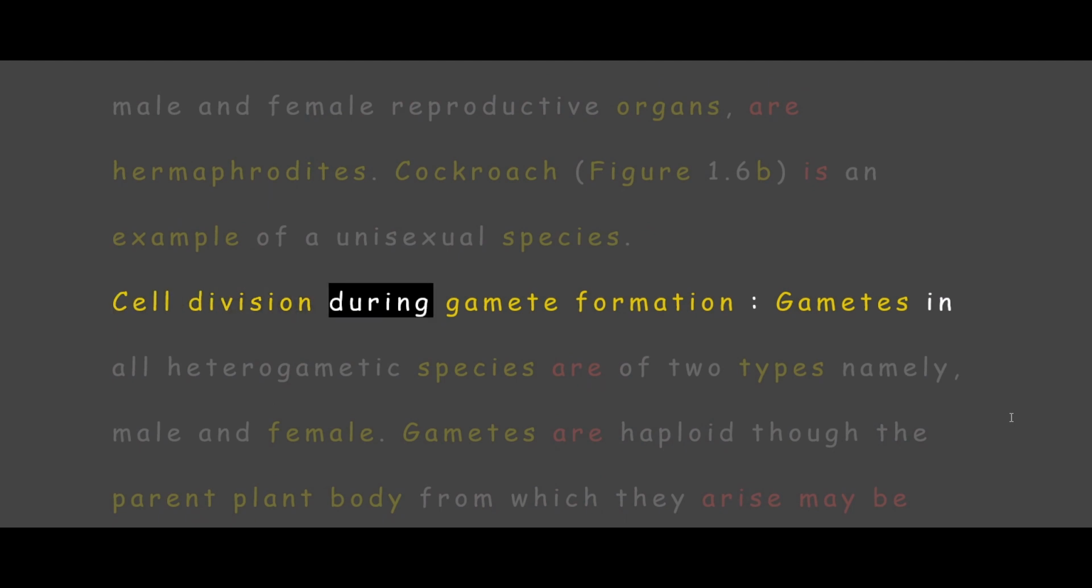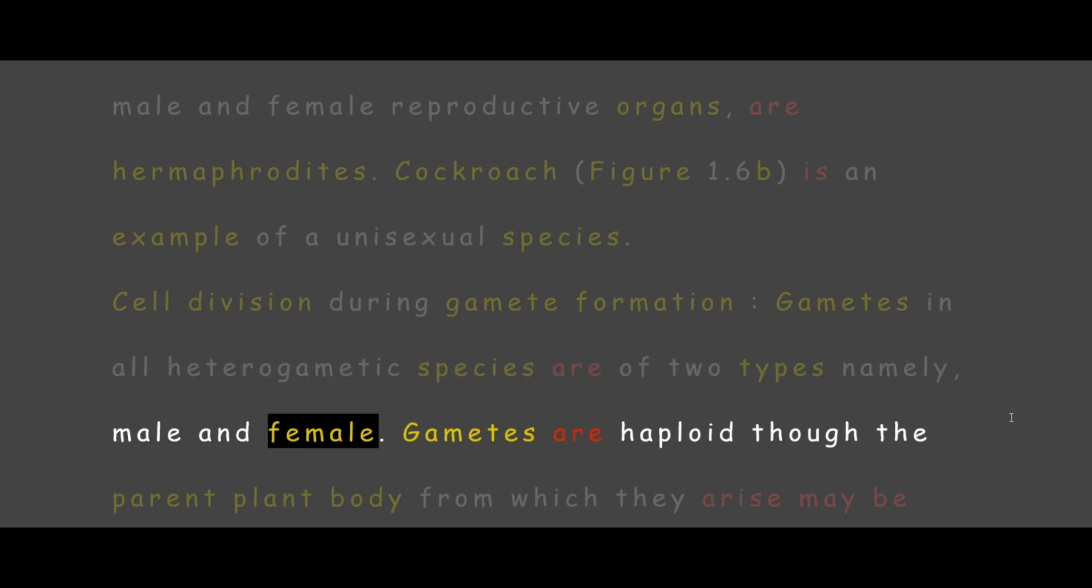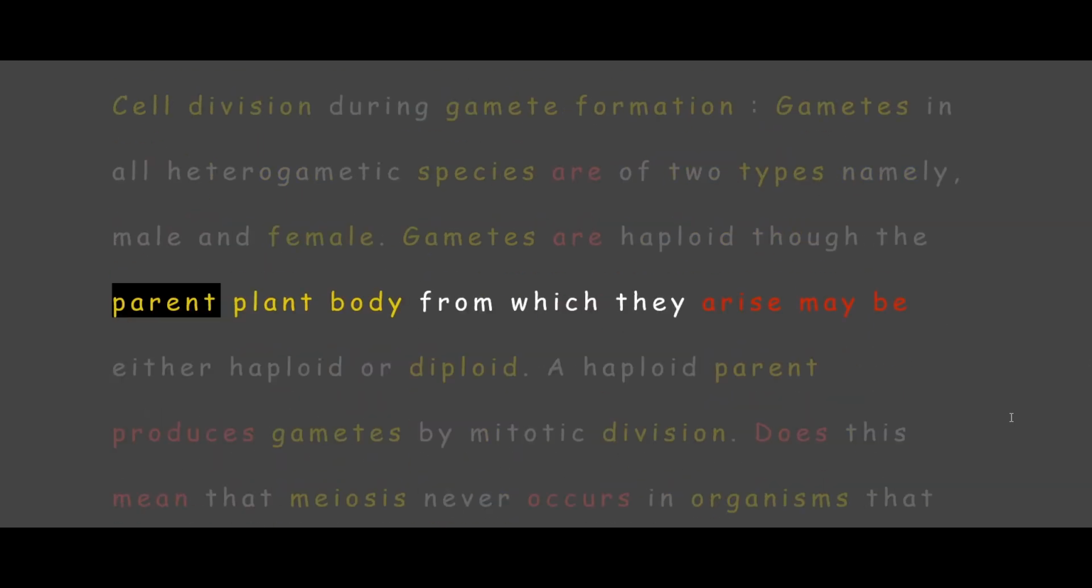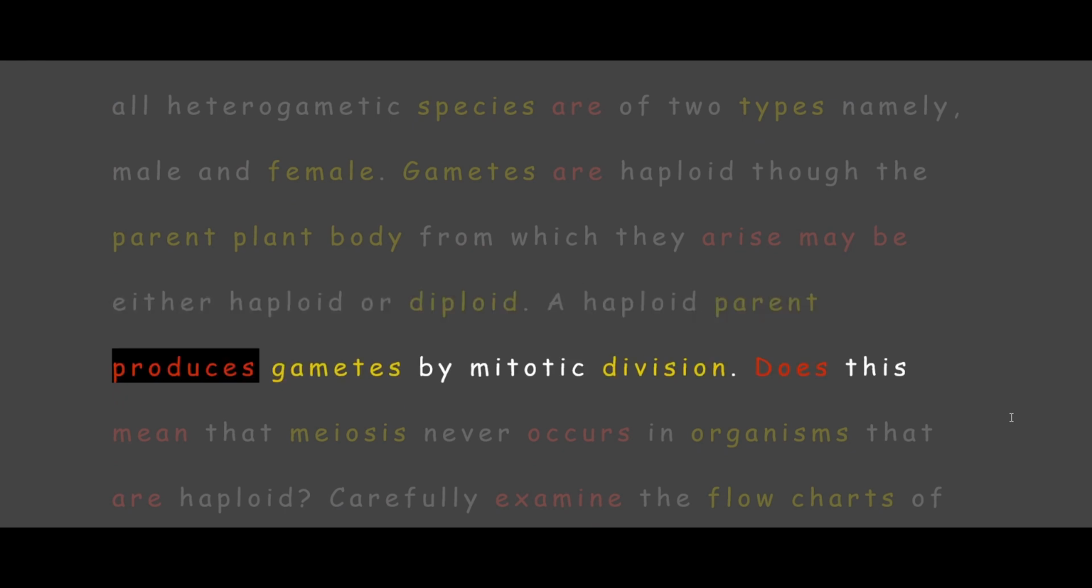Cell division during gamete formation. Gametes in all heterogametic species are of two types, namely, male and female. The gametes are haploid, though the parent plant body from which they arise may be either haploid or diploid. A haploid parent produces gametes by mitotic division.